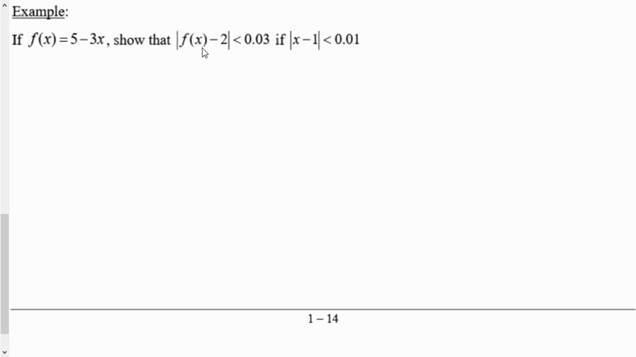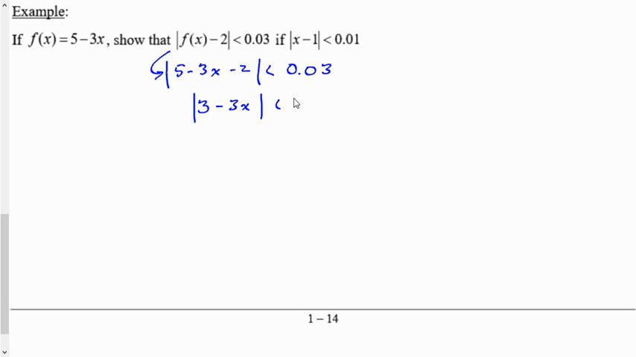So since this is what we want to show, this is where we start. And we'll replace this f of x with the function. What is it equal to? It's equal to 5 minus 3x. And we're going to subtract 2 from that inside the absolute value sign. That's less than 0.03. Well, we can simplify what's inside there. 5 minus 2 gives me a 3. So I get 3 minus 3x inside the absolute value signs. Is that less than 0.03?